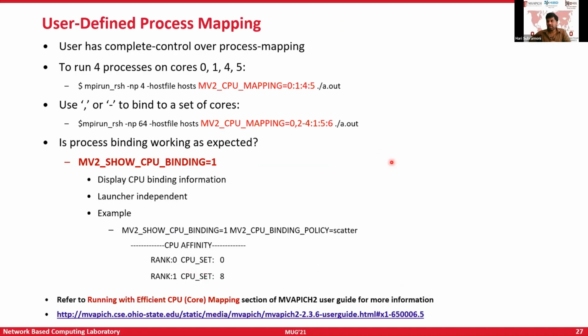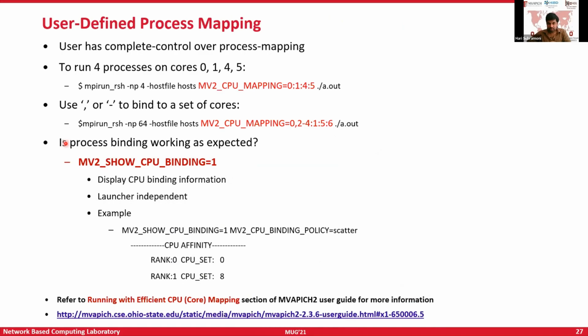This is a very useful environment variable which you can use, and more details are available from this user guide link. So please try this out, and please keep this in mind when you run your applications to see what process to core mapping is being used.